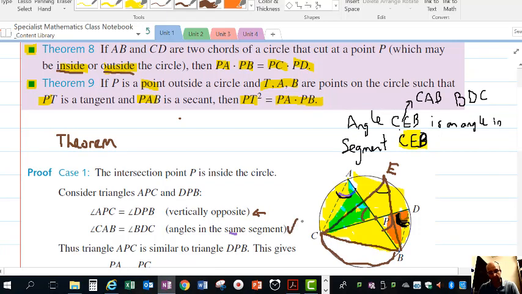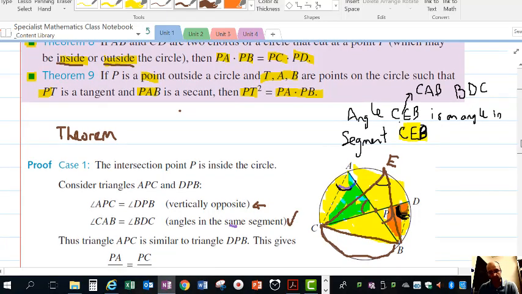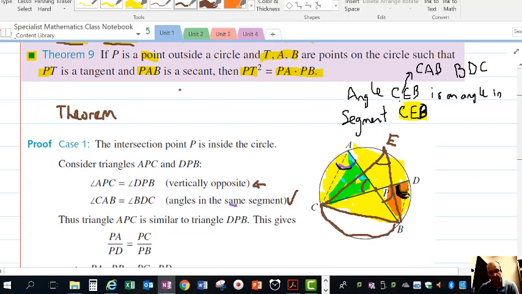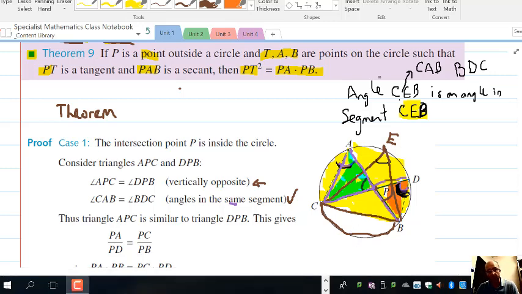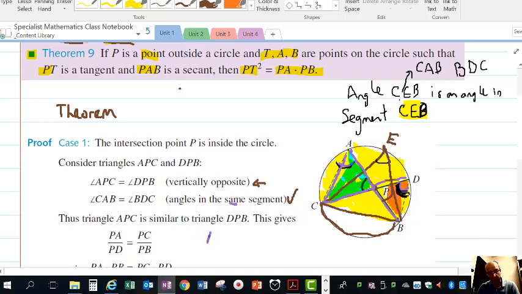Angles in the same segment are equal, and thus we have triangle APC. Let's trace that out. Triangle APC is similar to triangle DPB, according to the three angles being the same.